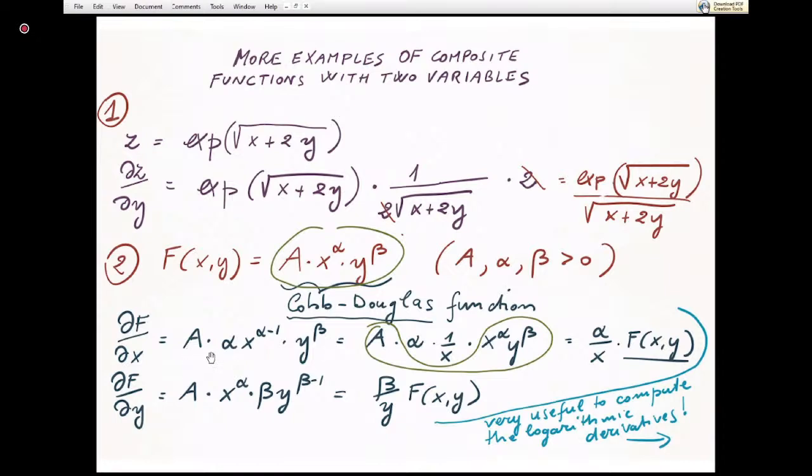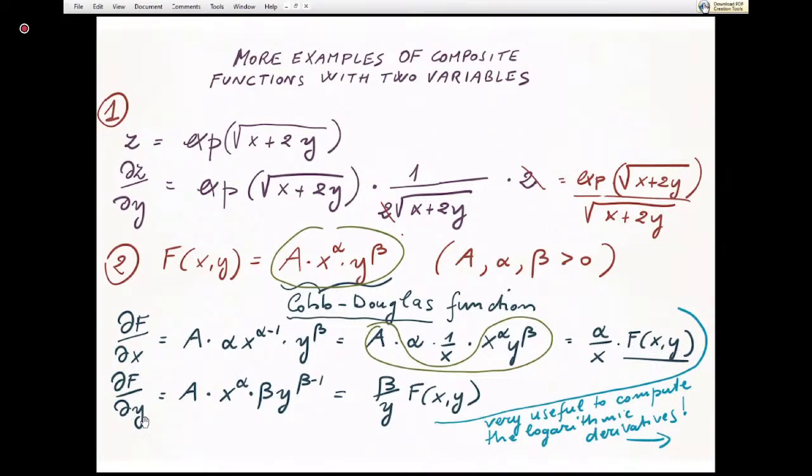Okay, so capital A times alpha times x to the power of alpha minus 1 times y to the power of beta. Now I rewrote here x to the power of alpha minus 1 as x to the power of alpha divided by x. And I group together, in this green area, the part of the derivative which is exactly equal to the original function, okay? And this means that the result is alpha over x times the original two-variable function, capital F of x, y.